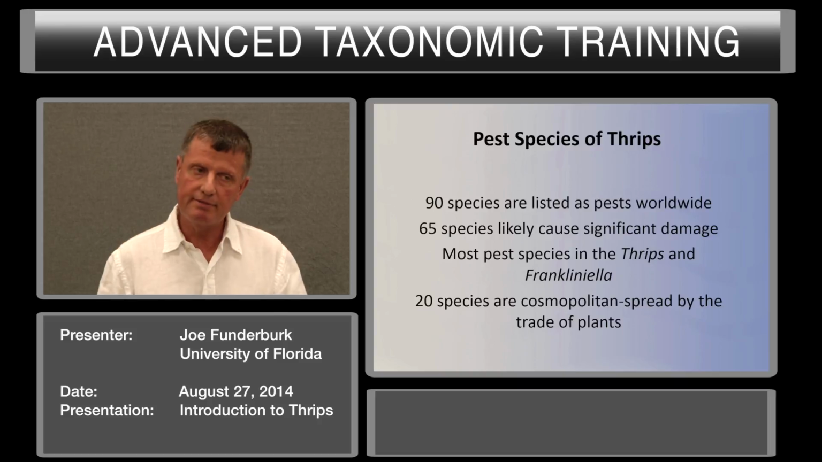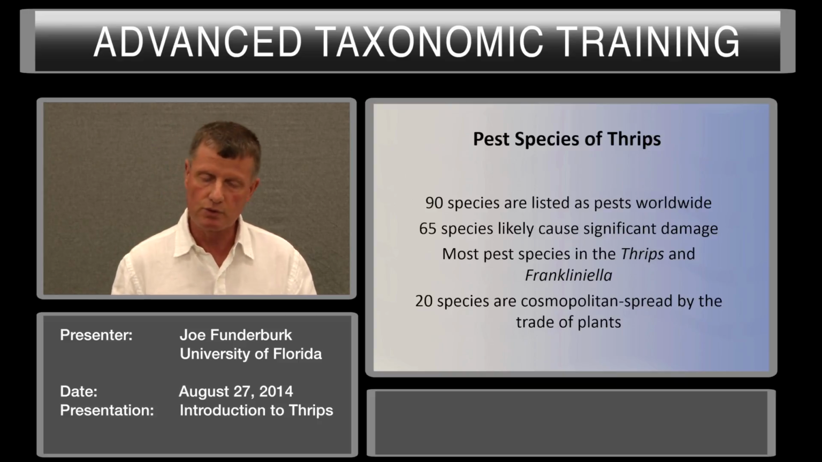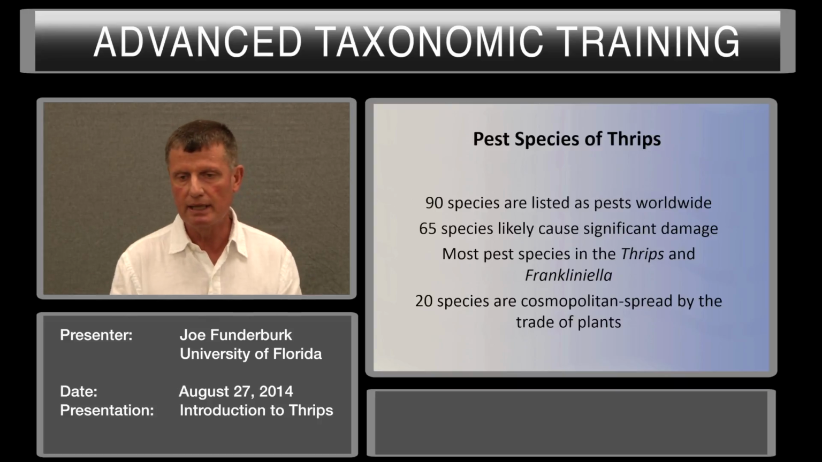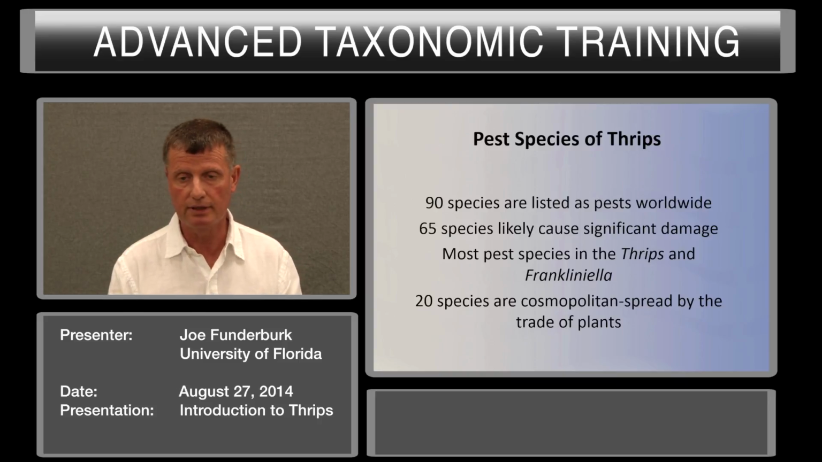I mentioned that there are 7,200 recognized species of thrips that have been described, and 90% of those are listed as pests, but it's more likely that a smaller number of those are actually causing significant damage. Of course, just because a thrips is feeding on a plant doesn't necessarily mean that it's causing economic damage to that plant. So just the fact that you have a species that feeds on a plant does not necessarily make it a significant pest. And most of the pest species are in two genera, Thrips and Frankliniella, although certainly we have some emerging pests such as Thrips dorsalis, which occur in other genera and are very significant pests.